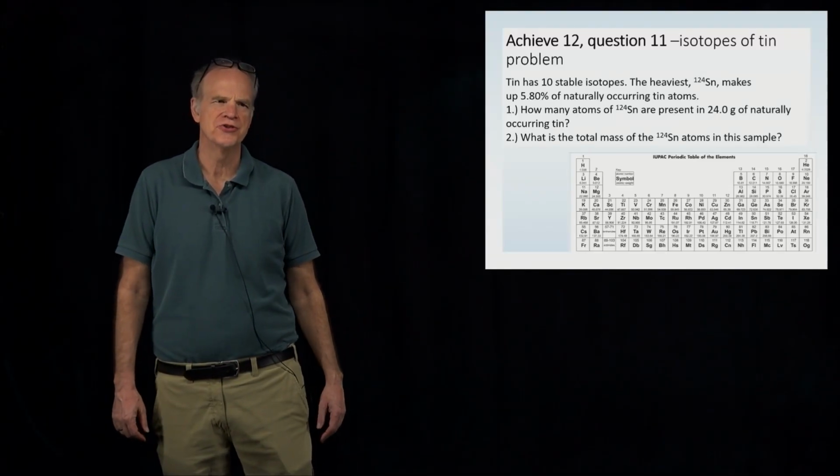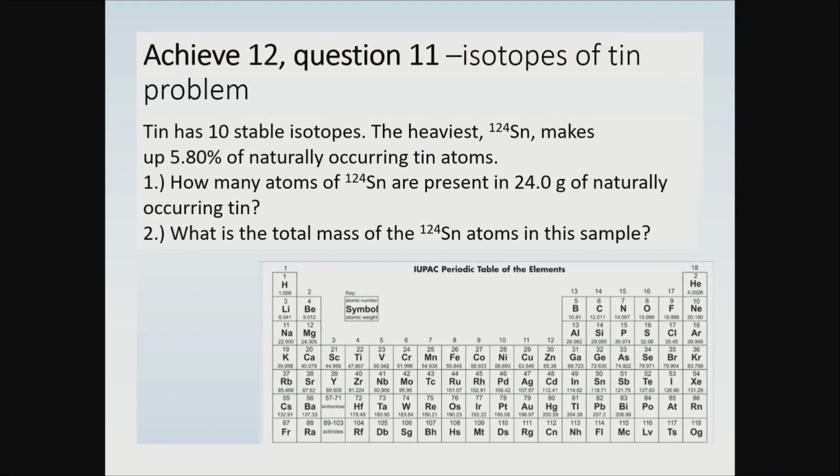So if I can increase the slide, it reads as follows. Tin has 10 stable isotopes. The heaviest, 124Sn, makes up 5.8% of naturally occurring tin atoms. How many atoms of 124Sn are present in 24 grams of naturally occurring tin? And then there's another question: what is the total mass of the 124Sn atoms in the sample?